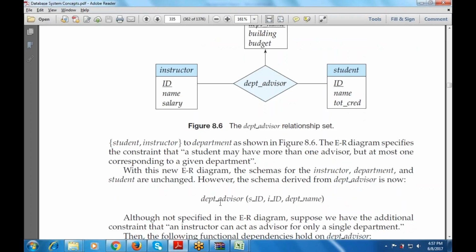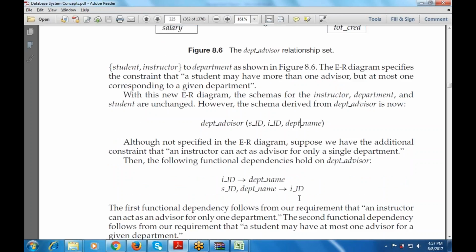With this new ER diagram, the schemas for instructor, department, and student are unchanged. However, the schema derived from department advisor is now department advisor (SID, IID, department name). And this cannot be specified in the ER diagram.